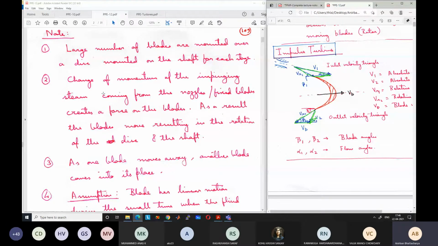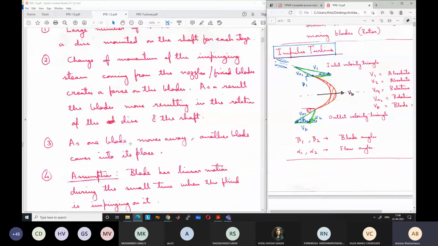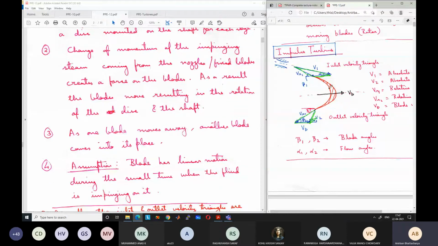Impingement of steam from the nozzle creates a force on the blades. As a result, the blades move, resulting in rotation of the disc and the shaft. As one of the blades moves away, another blade comes in its place, and the steam from the fixed nozzle hits the next blade. So one blade moves away, the second blade comes, that also moves away, another blade comes. Because of rotation, blades are moving away one after another, and the steam from the nozzle is hitting a succession of blades.